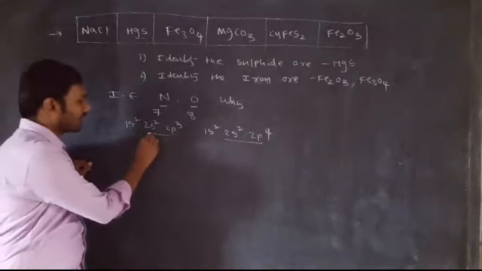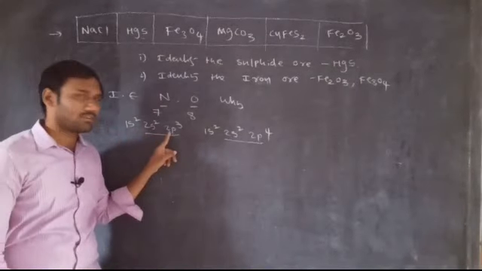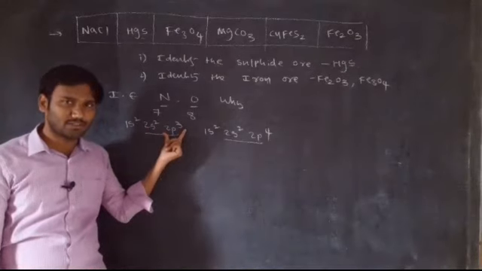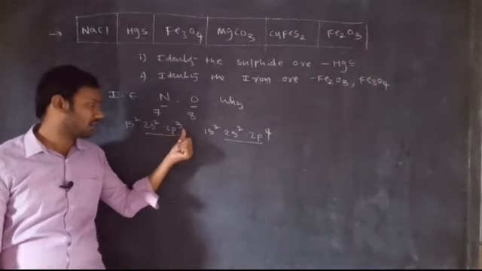So if you see the nitrogen electronic configuration 1s2, 2s2, 2p3. In this 2p3, the p subshell's maximum number of electrons is how many? 6. So out of the 6 maximum electrons, 3 electrons are present.